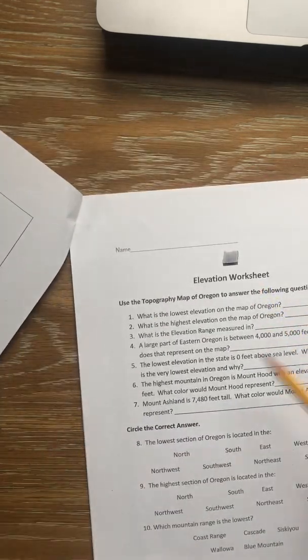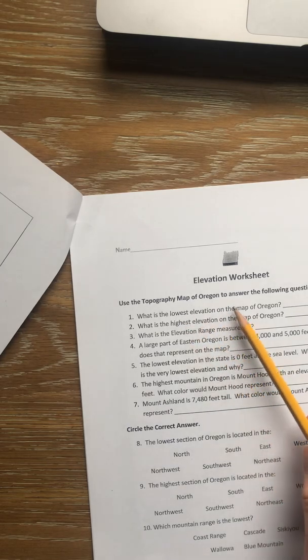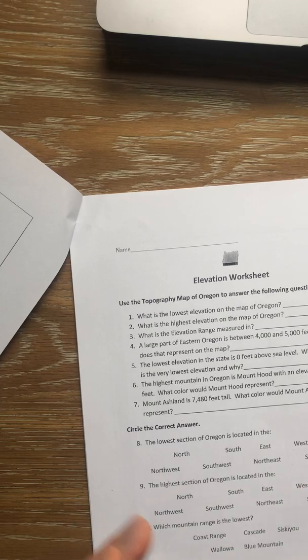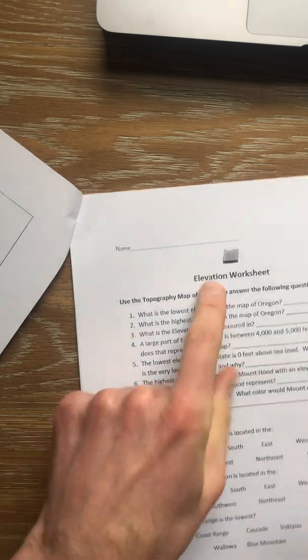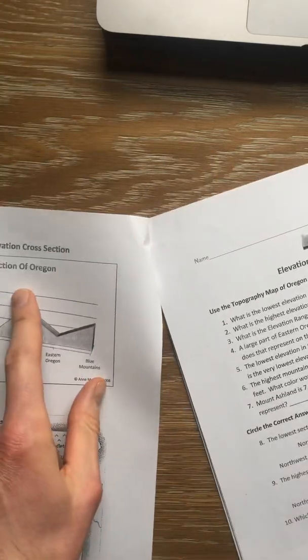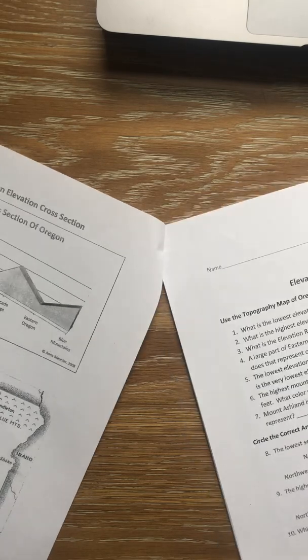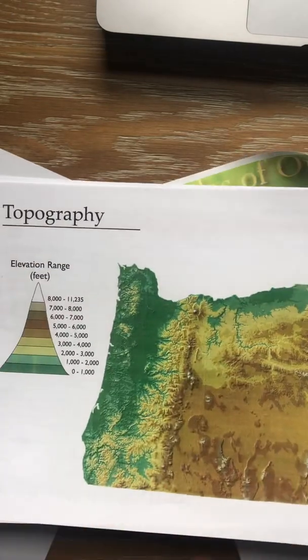Elevation worksheet. Use a topography map of Oregon to answer the following questions. Topography is like the study of land, especially elevation, meaning what's higher and what's lower. So the 2 maps you're going to be using, the big one is this one here, cross-section of Oregon. And the other one you can use is in your packet, and it's right here where it says topography.